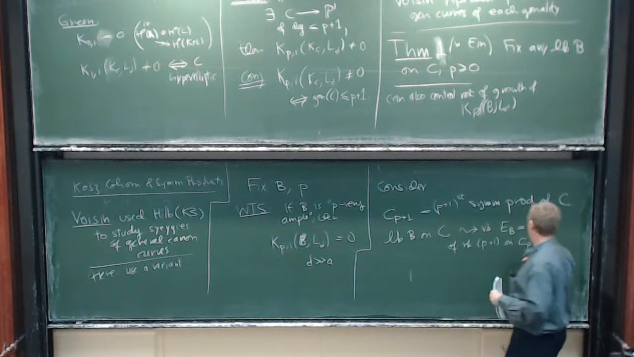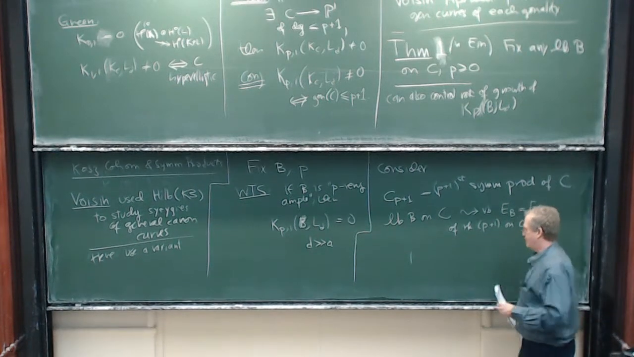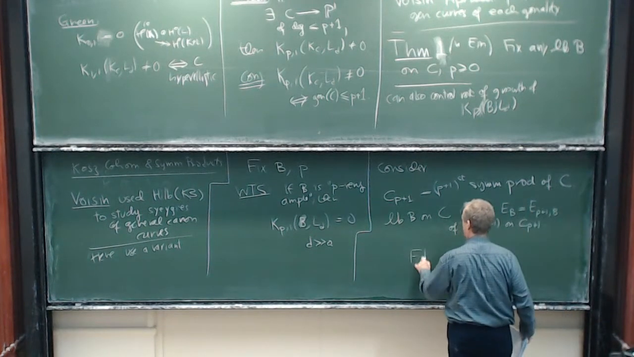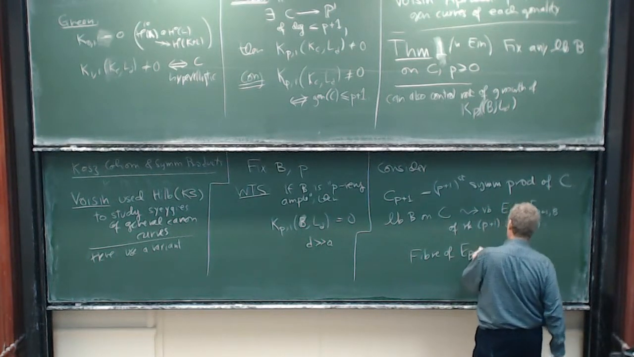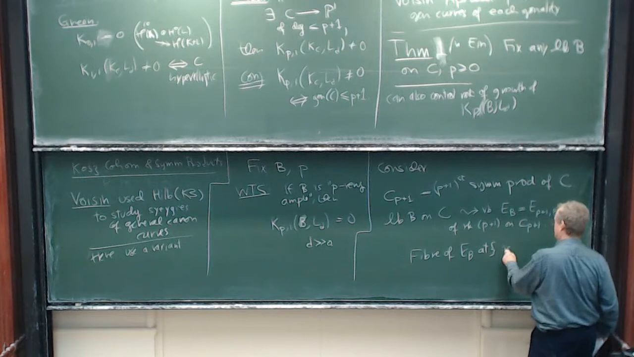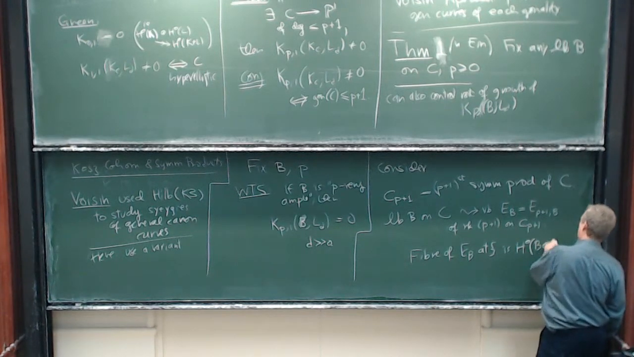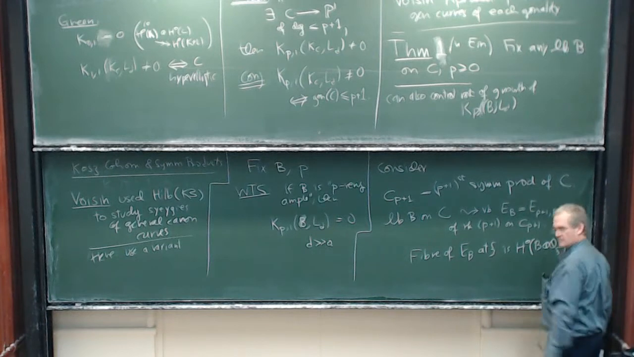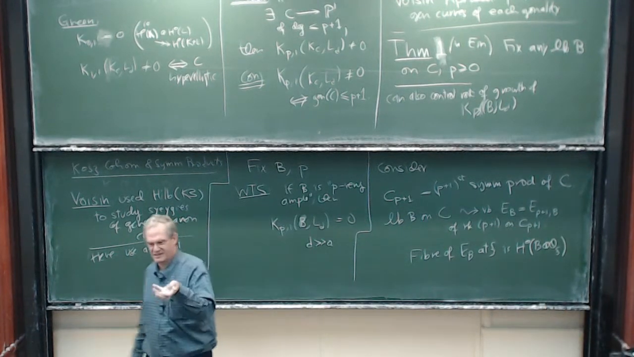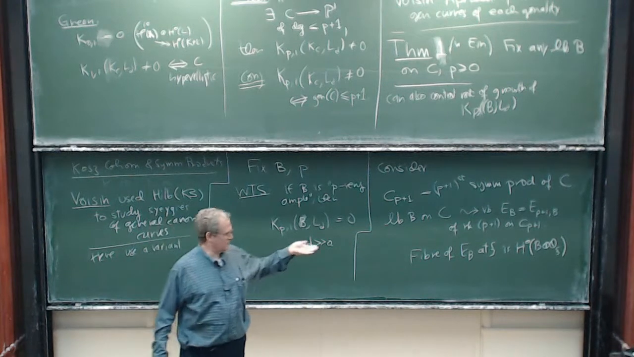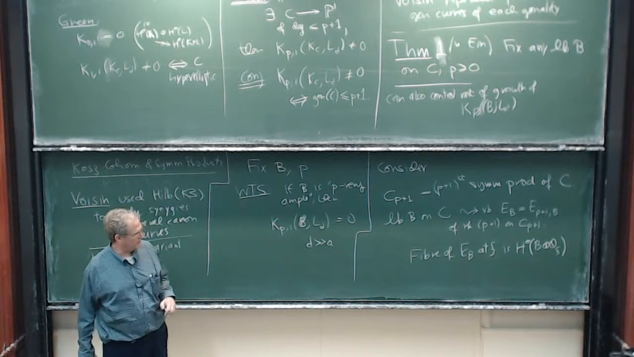And what its property is, it's the fiber. So a point on C_{P+1} is a divisor of degree P plus 1. And so the fiber of E_B at a divisor C is just the vector space H^0 of B tensor O_C. So for each C, you get a rank P plus 1 vector space, namely the sections of B on this zero-dimensional scheme, and they fit together to form a vector bundle, and I'll call it E_B.